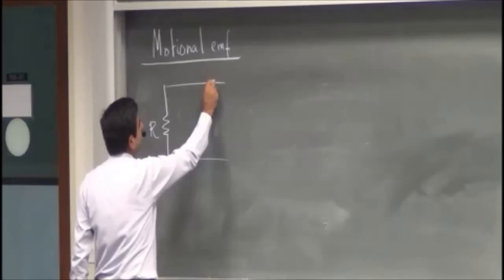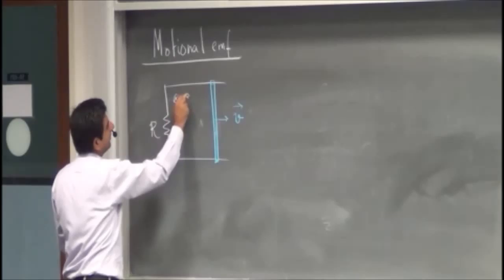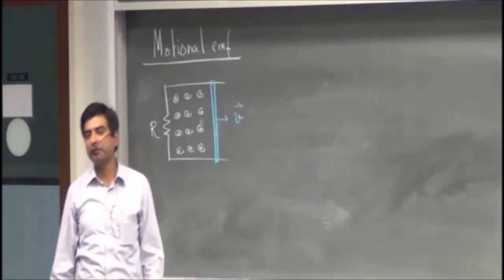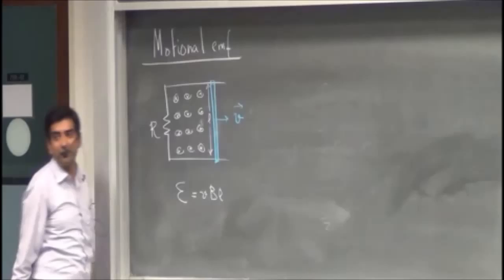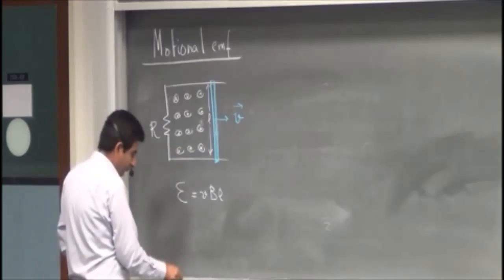Suppose I have a resistor, R, and these are rails that are non-resistive, and I have a rod that is moving with a uniform speed V towards the right, and there is a magnetic field that's pointing into the plane of the paper. From first principle calculations, we drew the force body diagrams and calculated what the EMF would be. And that EMF turned out to be equal to VBL, where L is this length. Right? So this is something we got from force body diagrams. And there were long, lengthy calculations.